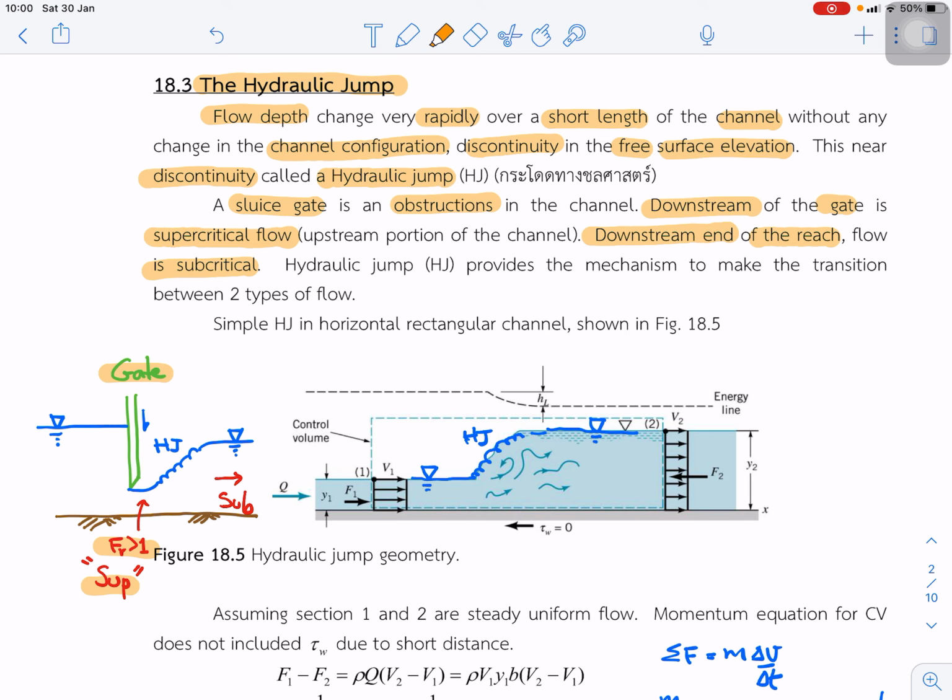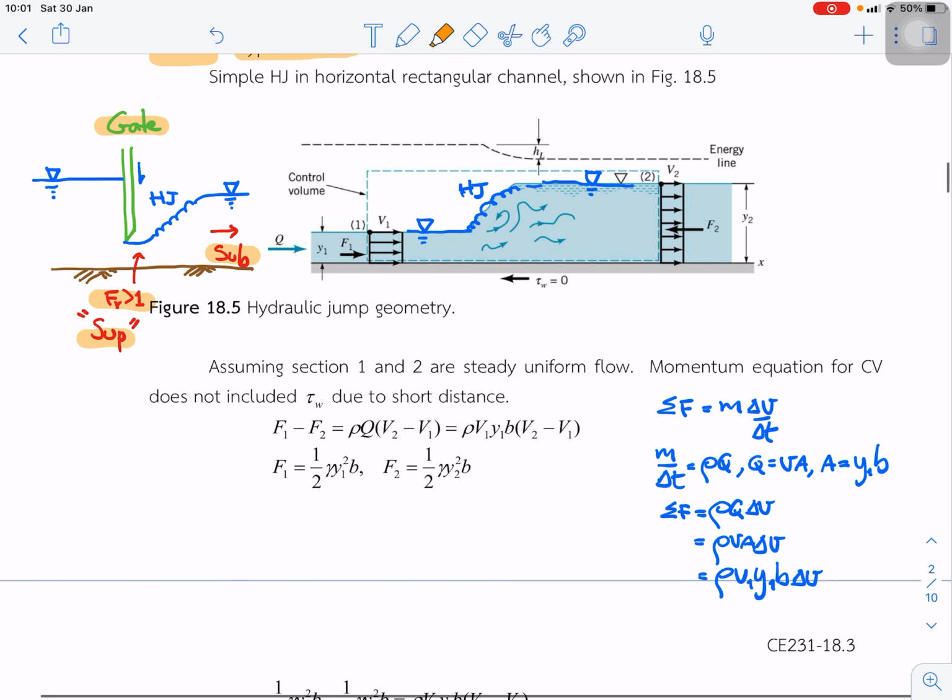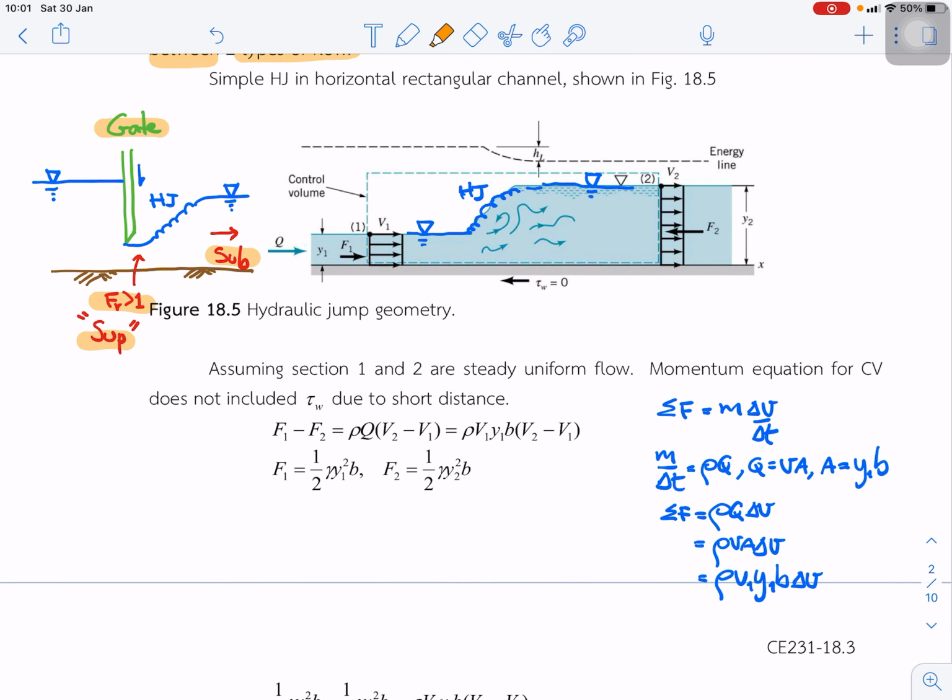And the jump provides the mechanism to make the transition between two types of flow, from the supercritical flow to subcritical flow. Okay. To analyze the equation for hydraulic jump, we cannot apply the energy equation because of the turbulent flow. There is a head loss in this phenomenon, so we can't use the energy equation. We have to apply the momentum equation for control volume.